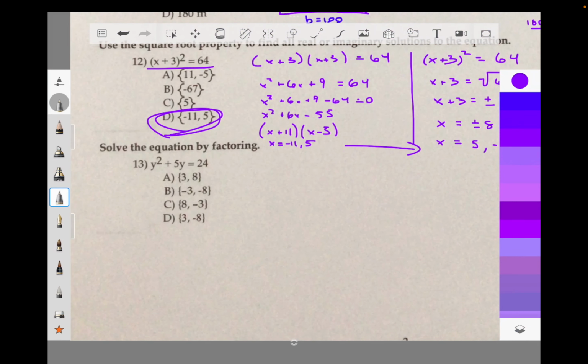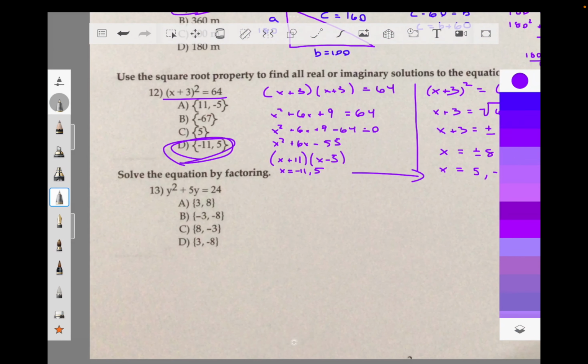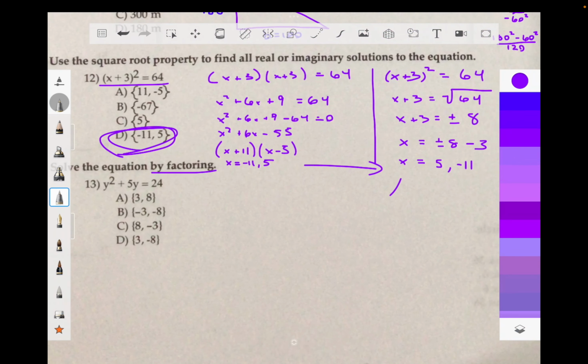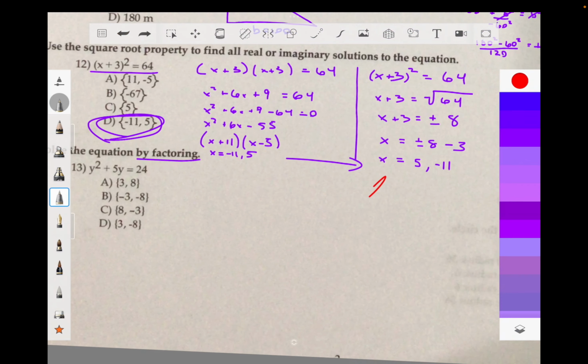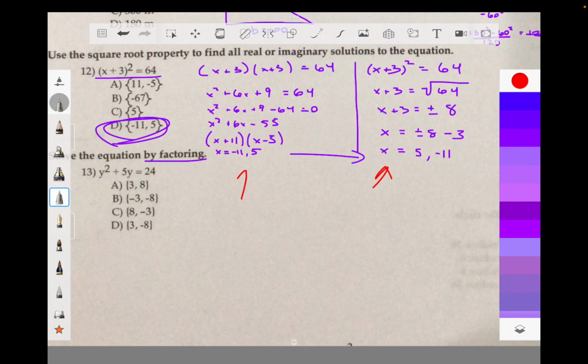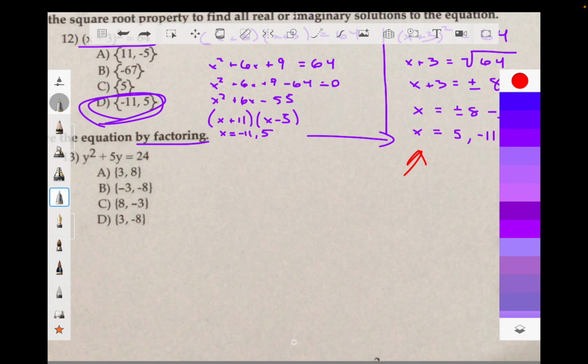This one, however, you have to do by factoring. You can't do this method. Let me use red to make it pop out more. You can't use this method, so you have to use this method for the second one.